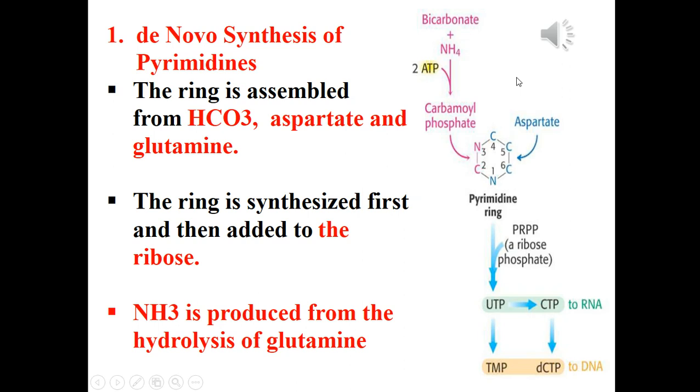So first, the de novo synthesis of pyrimidines. The ring is assembled from bicarbonate, aspartate, and glutamine. The ring is synthesized first and then added to the ribose. Ammonia is produced from the hydrolysis of glutamine.